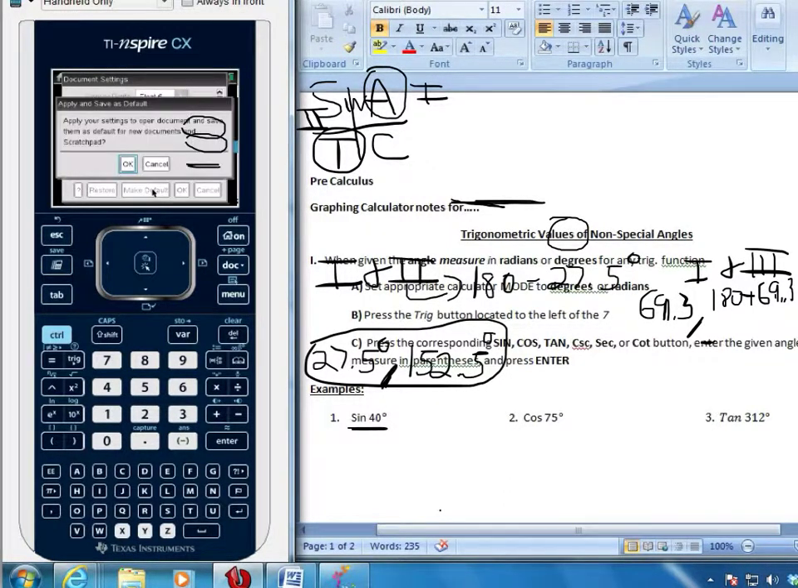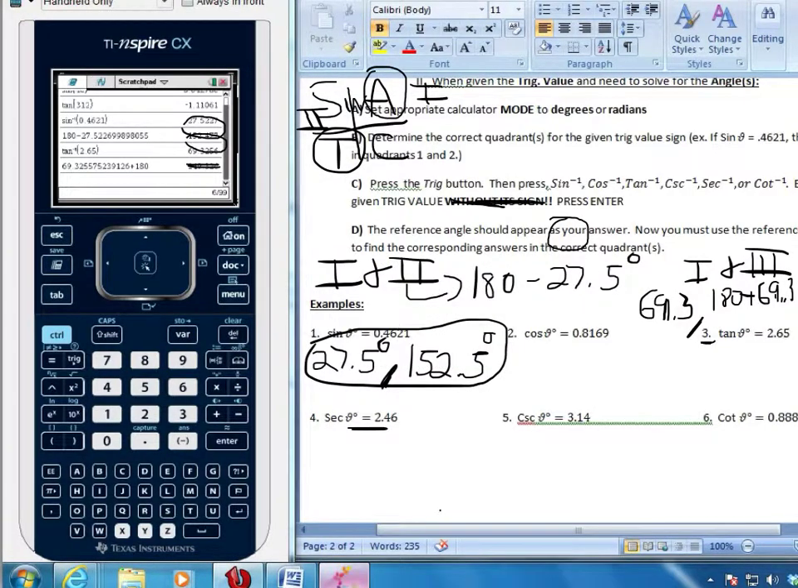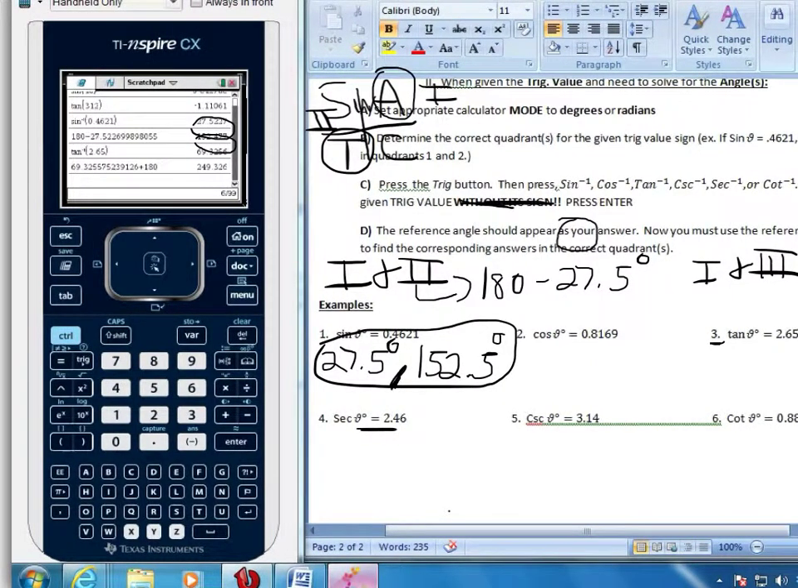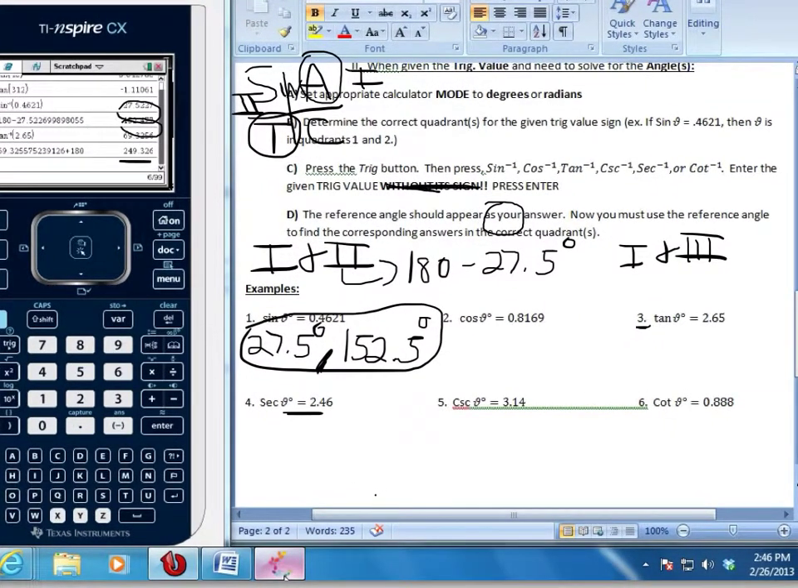Okay, it's tough to see. Okay, so there it is. There's the second answer, 249.3. So my two answers, let's move this over. My two answers for this are 69.3. I just kind of erased it. 69.3 and that 249.3 degrees.